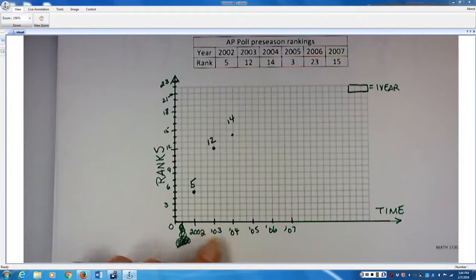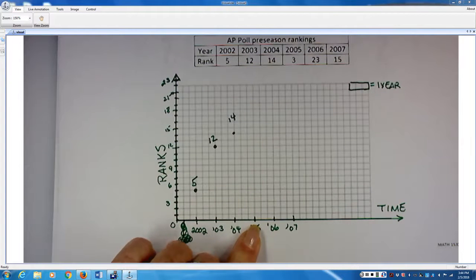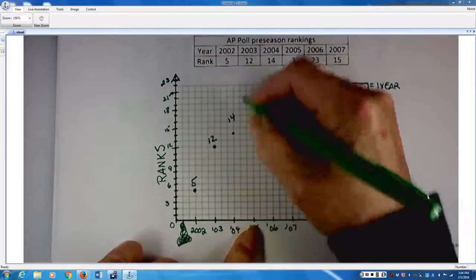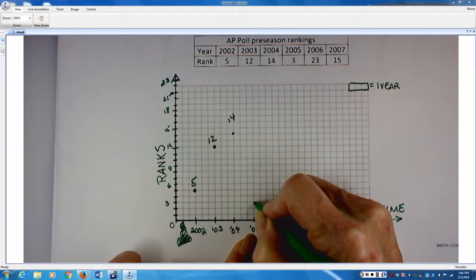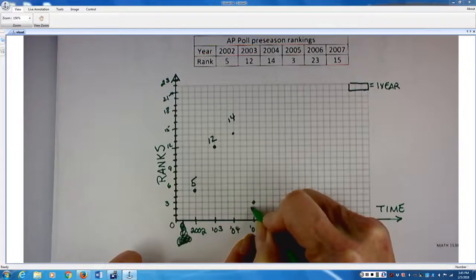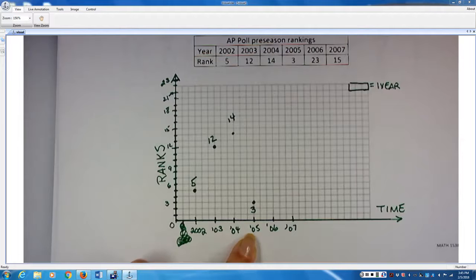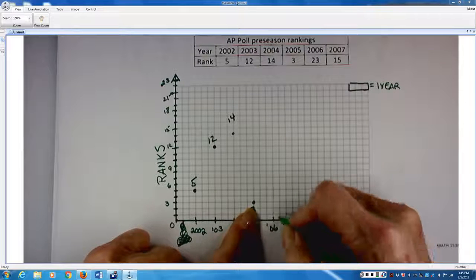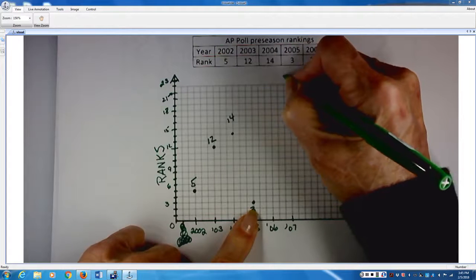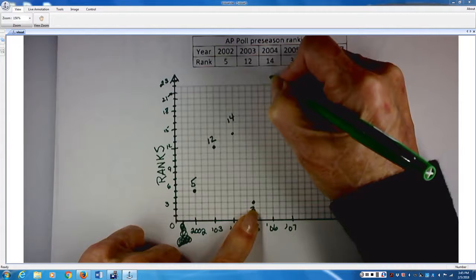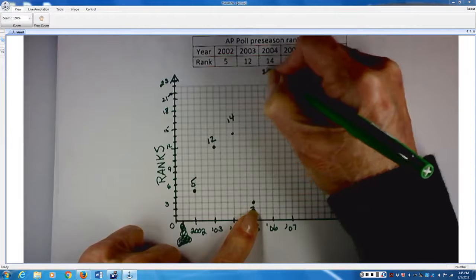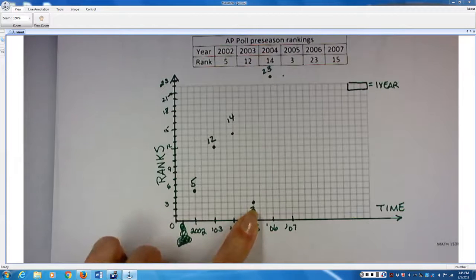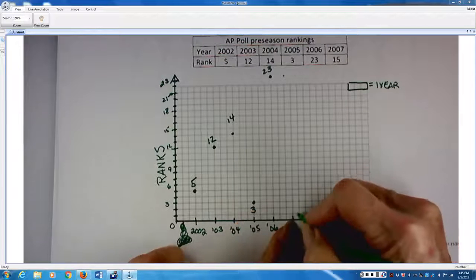But back in 2005 again, they were ranked number 3. Then in 2006, they really dropped all the way to 23. And then their ranking, at least it got better from there. It went back to 15.